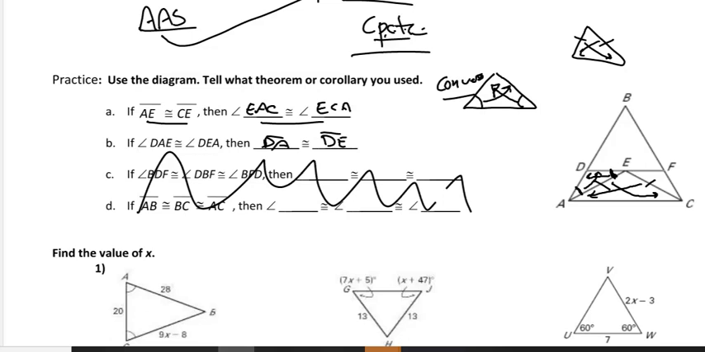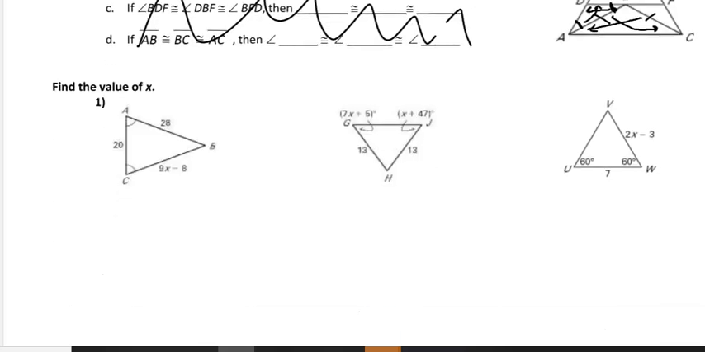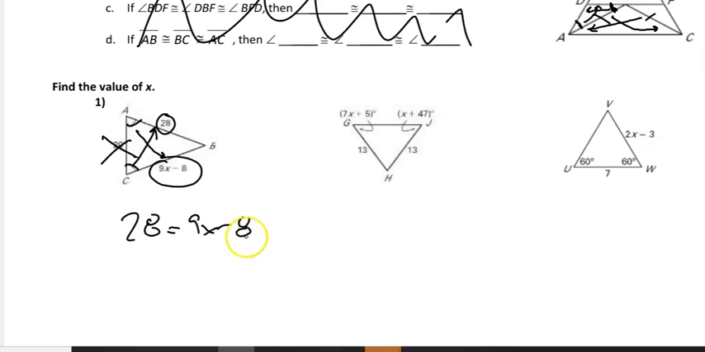If we look down at these application problems, though, let's see. Well, we know that this angle is congruent to this angle. Therefore, those are the sides that are congruent. Those sides are congruent, and that's the base. That doesn't help us at all. So we can now say 28 equals 9x minus 8. Sorry for the bad handwriting. Now we add 8 and add 8. You get 36 equals 9x, so x equals 4.